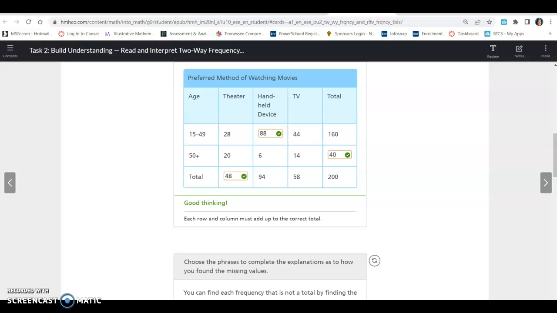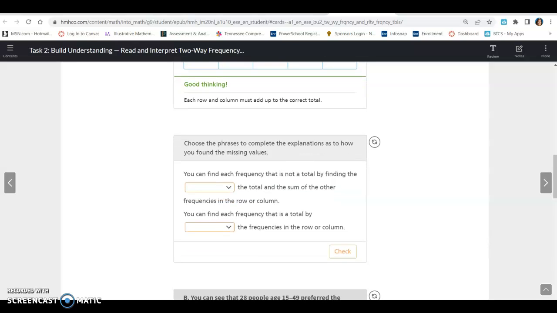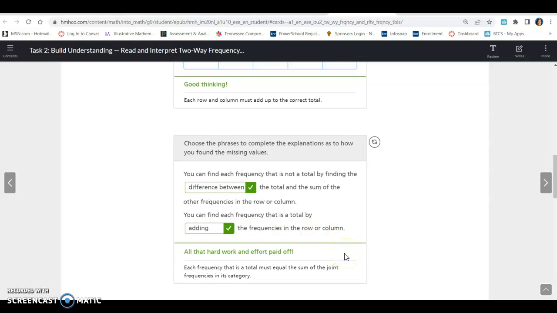All right, this says choose the phrase to complete the explanation as how you found the missing values. So you can find each frequency that is not a total by finding the difference between the total and the sum of the other frequencies in the row or column. You can find each frequency that is a total by adding the frequencies in the row or the column.